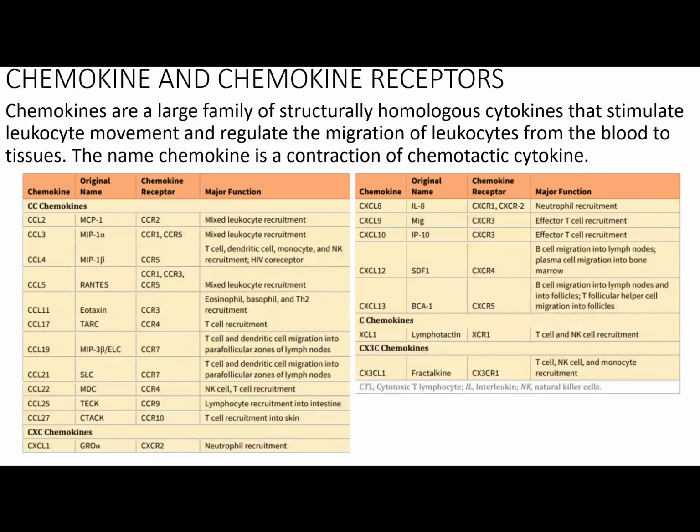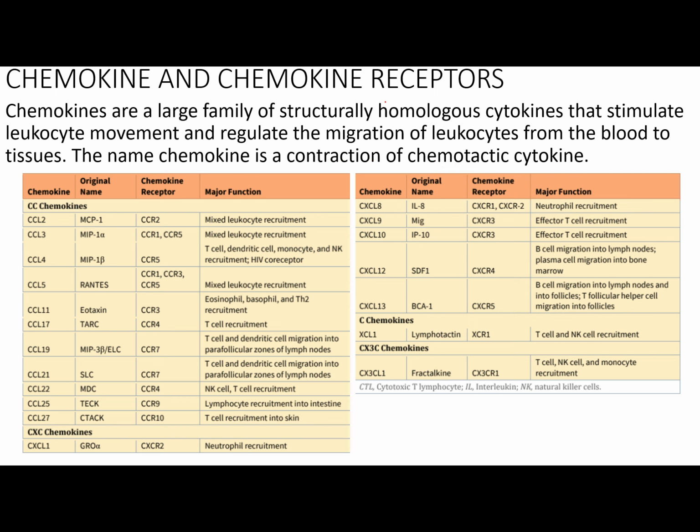Okay, let's continue. Now let's talk about your chemokine and the chemokine receptors class. So chemokines are a large family of structurally homologous cytokines that stimulate leukocyte movement and regulate the migration of leukocyte from the blood to the tissues. The name chemokine is a contraction of the chemotactic cytokine.